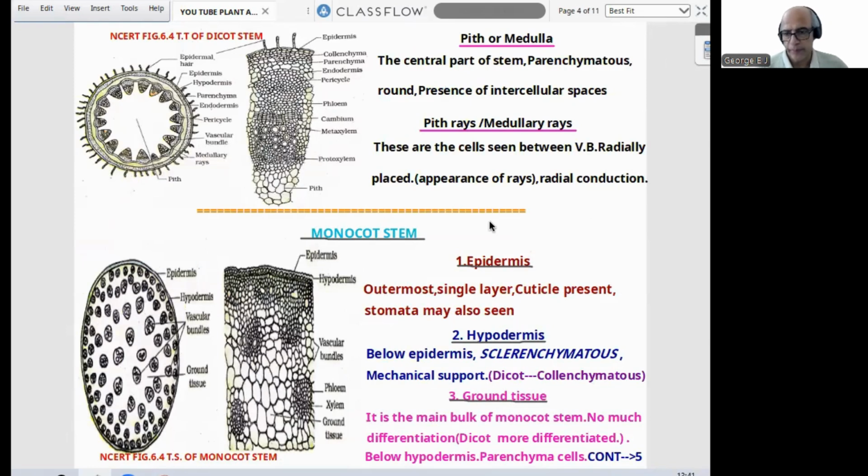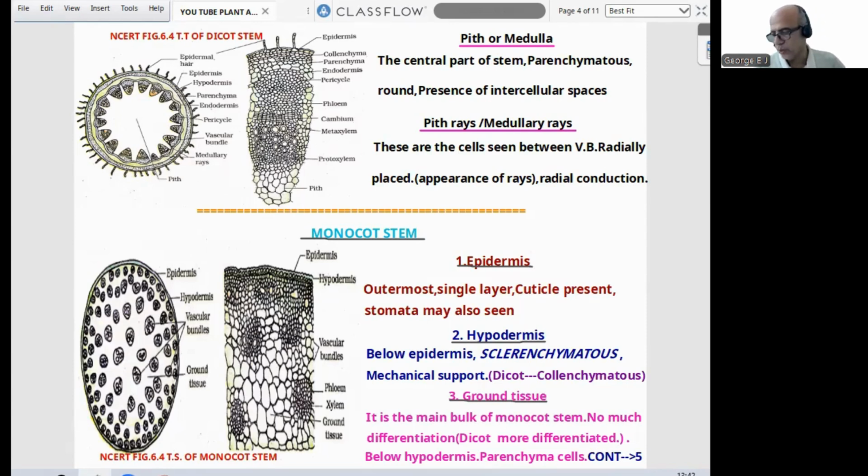It is the central part of the stem. It is parenchymatous, round, with the presence of intercellular spaces. Then come pith rays or medullary rays. These are cells seen between vascular bundles, radially placed. They look like rays, hence the name. The function of pith rays or medullary rays is radial conduction. That is regarding the dicot stem internal structure.